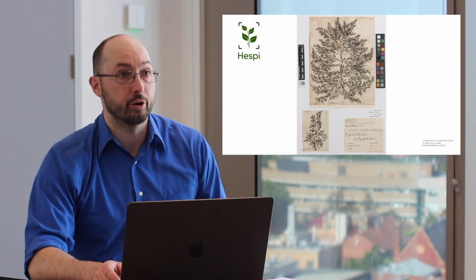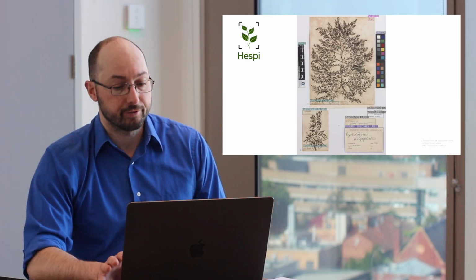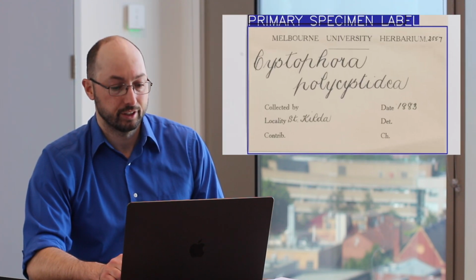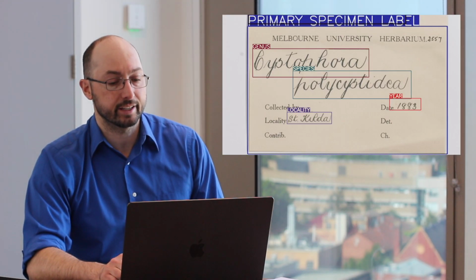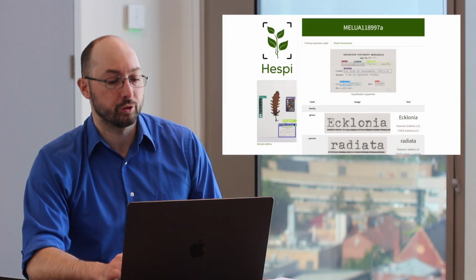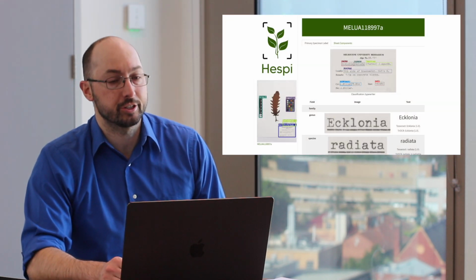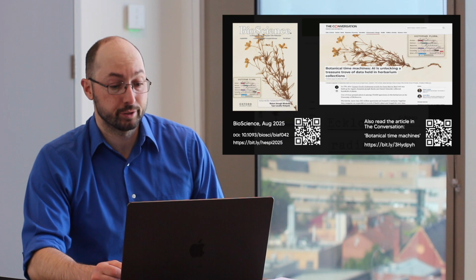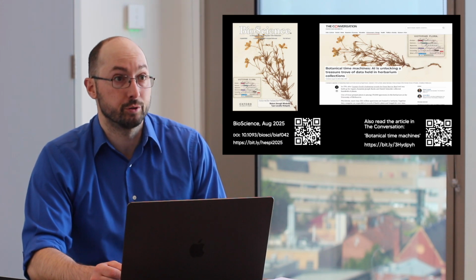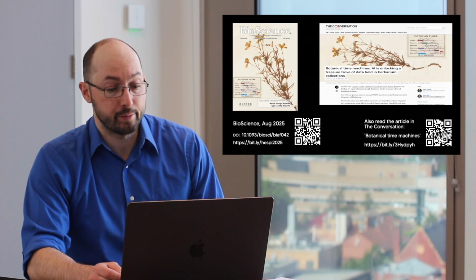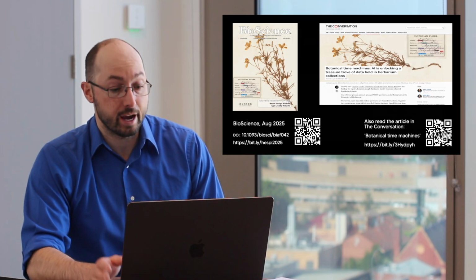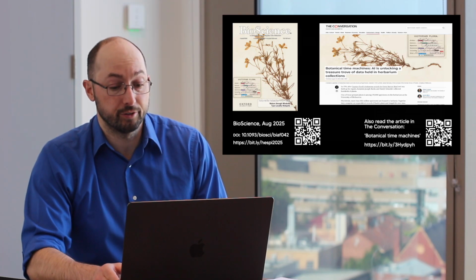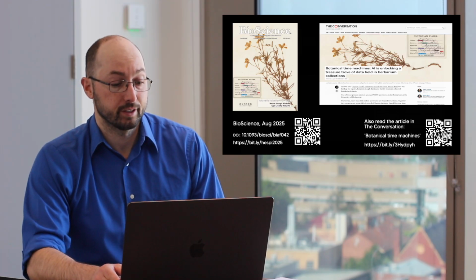First, it finds the components on the sheet. Then it focuses on the primary label and finds all the text fields. Then it uses AI to read the text in these fields and exports all this information to a spreadsheet as well as an HTML report. HESPI was quite successful. It was the cover story of the journal Bioscience in August this year, and there was an article about it in The Conversation. And we're now working with herbaria around the world to be able to integrate this software into their workflows.